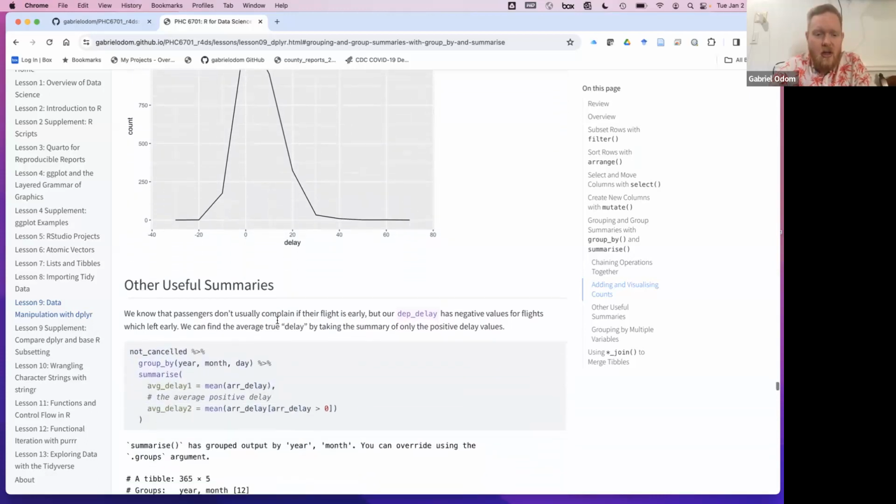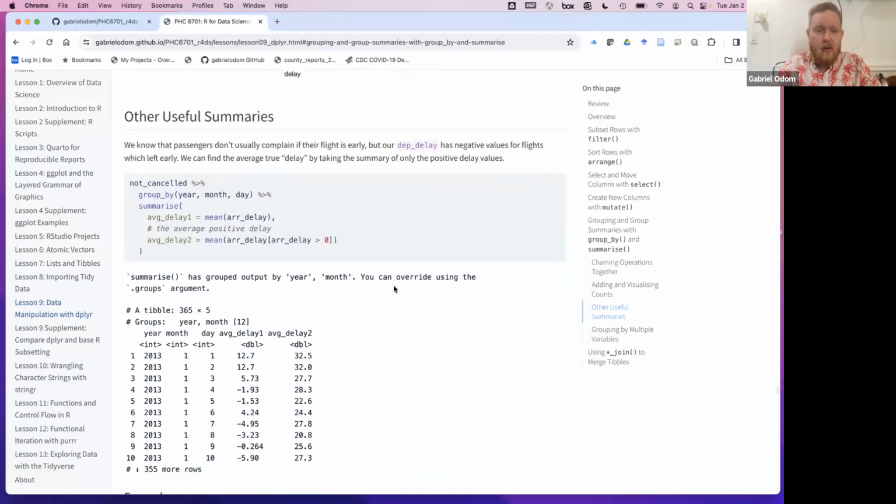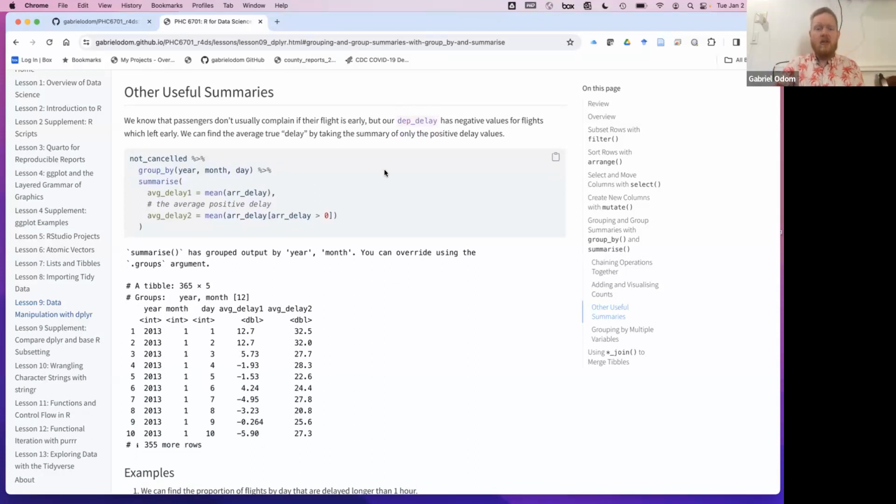There's some other things that we want to do. Passengers are usually not going to complain that their flights are early, but they may complain about the departure delay or something. So the true delay would be the difference. We can say there's the average delay here, but the delay that people would complain about would be the non-negative average delay. I'm sorry, the non-negative arrival delays. Arrival delays can be negative, but that's actually probably a good thing, you would imagine.